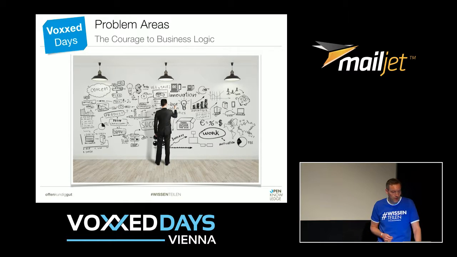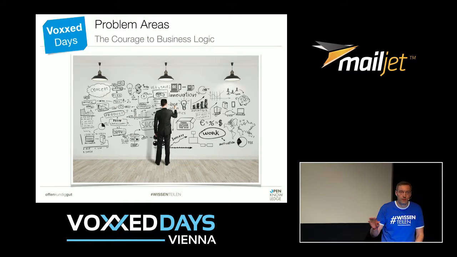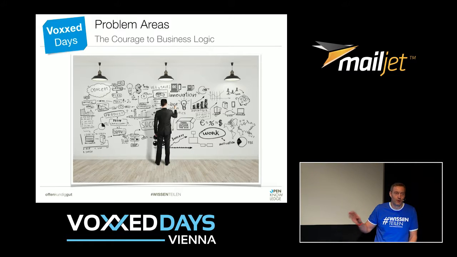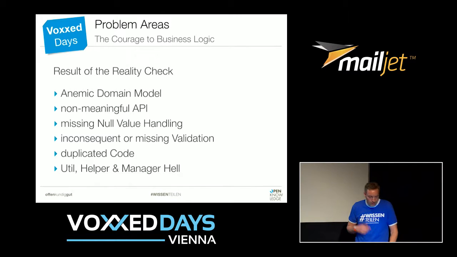So what are the real problem areas? You are still sitting here. This means you recognize one or two of these lines over there. What are the problem areas? So what is the result of the reality check?